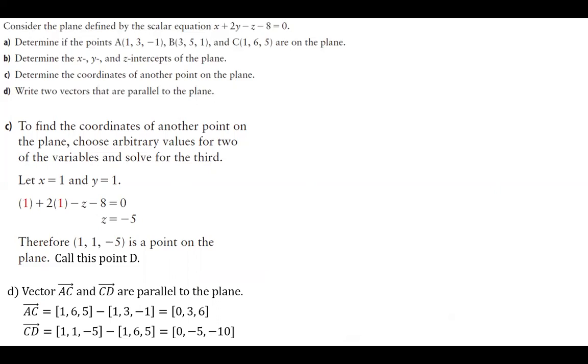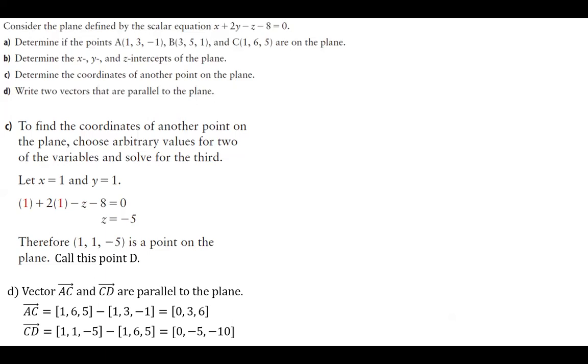Also, you can let x be 2 and y be 2 and solve for z, right? Choose any arbitrary values for x and y, or x and z, or y and z. Again, the solution here is not unique. You might have a different solution here.